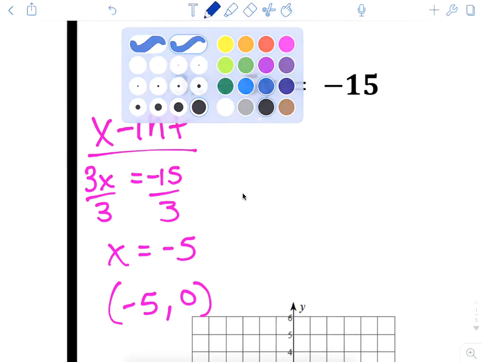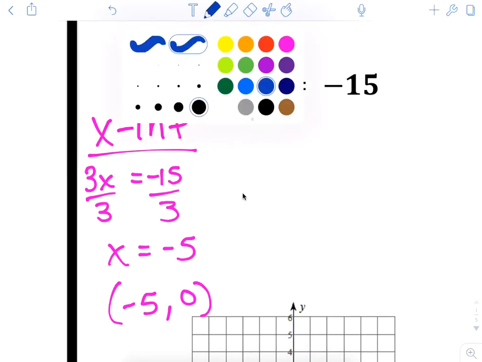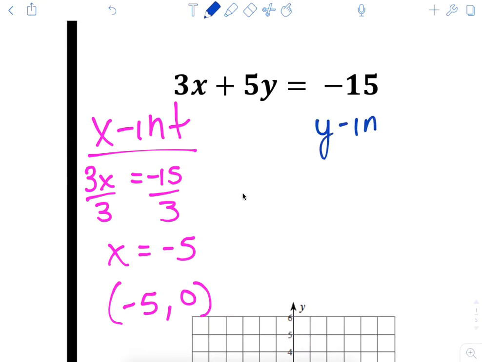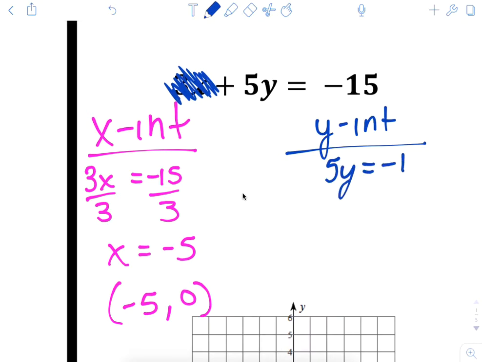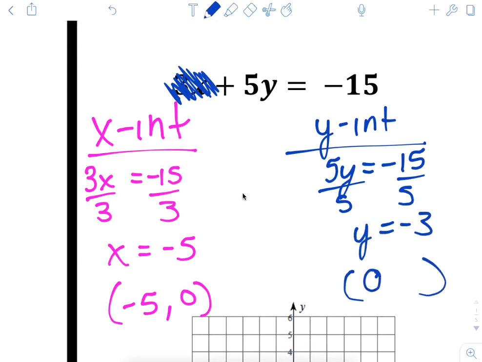Let's talk about the y-intercept for a second. On the y-intercept, I'm trying to find a y value. So obviously I'm going to plug in 0 for x. If I plug in 0, what's 3 times 0? Good, hopefully you said 0. What is 0 plus 5y? Hopefully you said 5y. So if I could get rid of this number, all I would need to solve is 5y equals -15. I would divide by 5 on both sides and get my -3. That means my point was 0 for the x and -3 for the y. That's what intercepts look like.